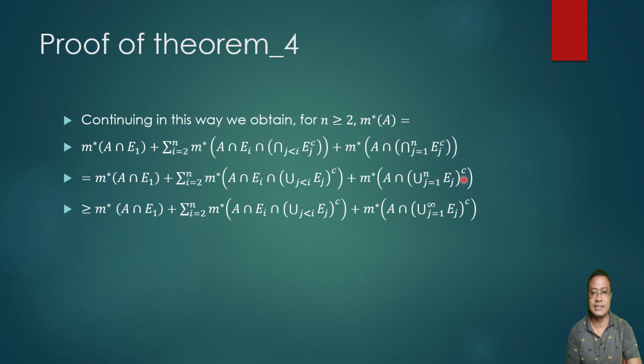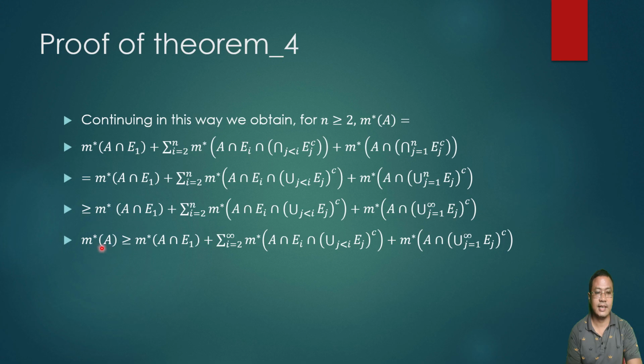So since this one is a superset of this one, outer measure of this one will be greater than or equal to outer measure of this one. That is why I am writing here greater than or equal to. Alright, and this is true for any n. For any n, if you take n 100, n is equal to 1000, 1 billion, 1 million, this inequality is always true. Suppose if n tends to infinity also, it is also true. So that is why I am writing here m star A will be greater than or equal to m star A intersection E1 plus, since it is true for any n, it is true when n tends to infinity also.